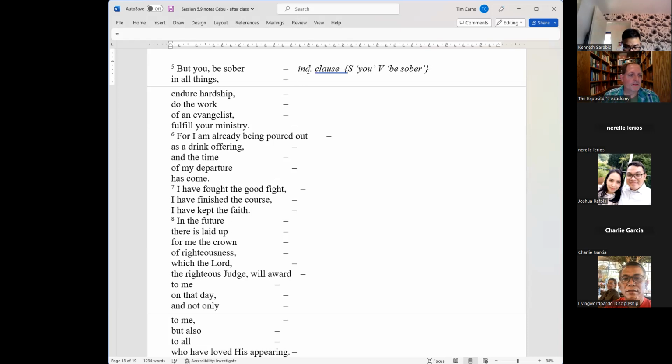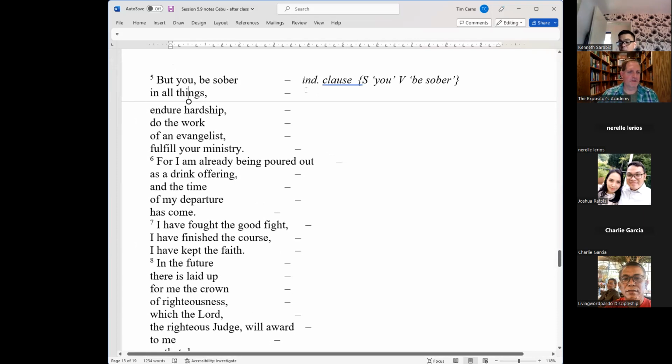Let's have Joshua here. Joshua, I'd like you to identify if this is a phrase or a clause, and then tell us how it's working in the sentence, what it's modifying, okay? Are you there, Joshua? Yes, Pastor Tim. Sorry, I'm driving. No problem. So "in all things," we're asking the question, is that a phrase or clause?